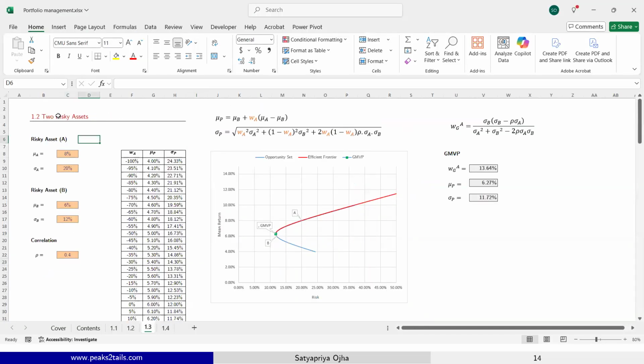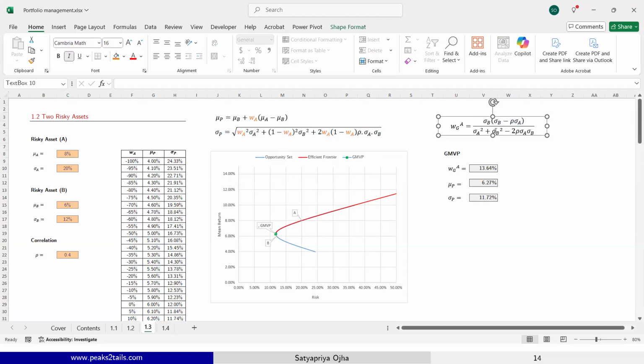So here I have a two risky asset portfolio. Asset A, mu 8%, sigma A 20%. Asset B, mu is 6%, sigma is 12%. So low risk, low return, high risk, high return. Correlation is 0.4. I should be able to change it. This is the y coordinate of the portfolio return, which is the mean return. Mu p is given by this formula. And this is the x coordinate, the risk of the portfolio, sigma, right?